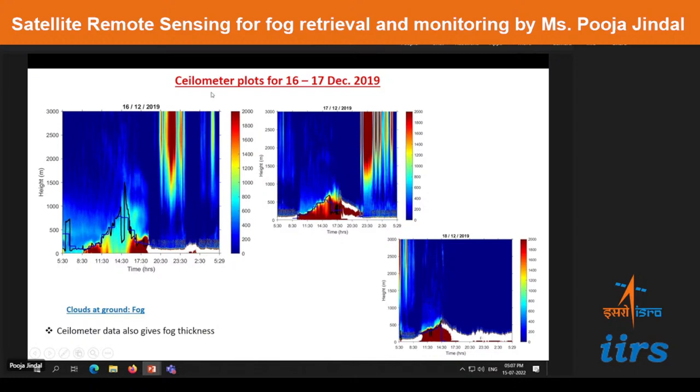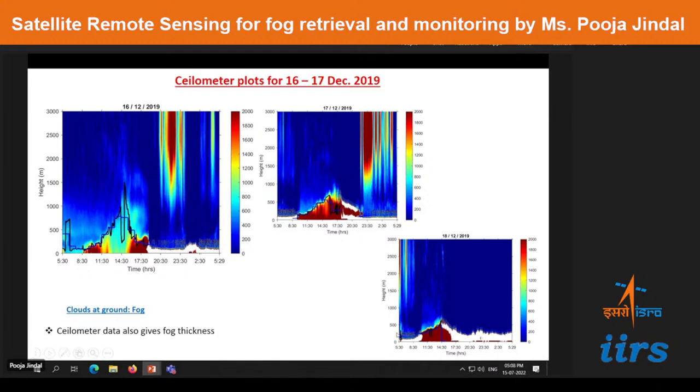Now this instrument gives additional information. It does not give only the presence of the fog; it also gives the information of the thickness of the fog. This is the height. If I look at the thickness of this cloud, it is this much, which means around 100-200 meters. This level is 500 meters. So the thickness of the fog on 16 December was around 100-200 meters.